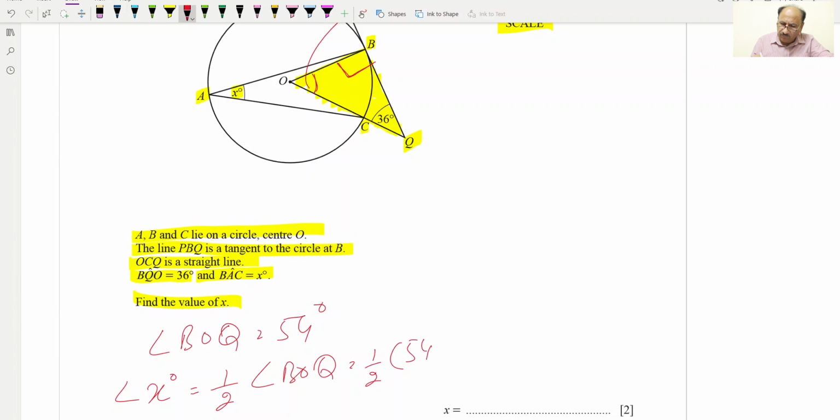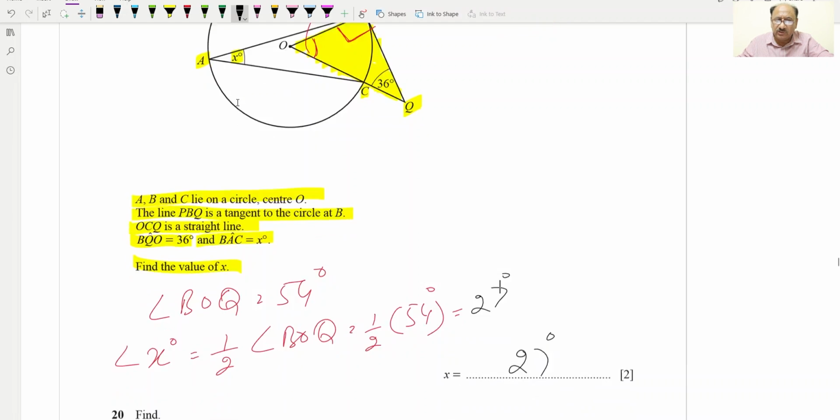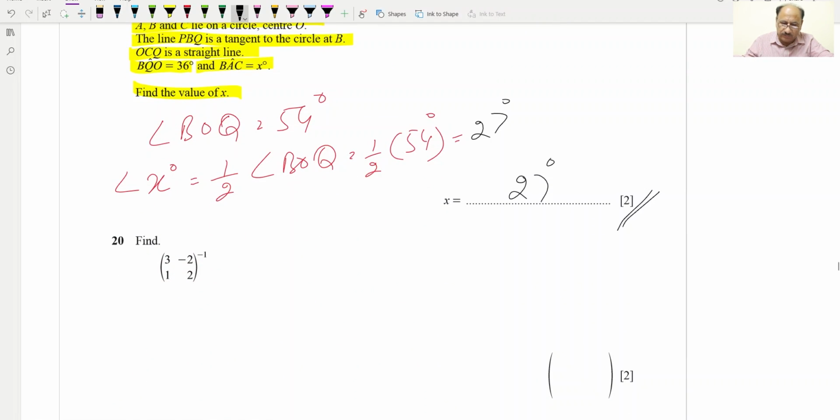1 by 2 of 54 degrees, and this will be equal to 27. So we will write answer as 27. Hopefully you understood this is 27 degrees. This was 2-mark question which we are done with.